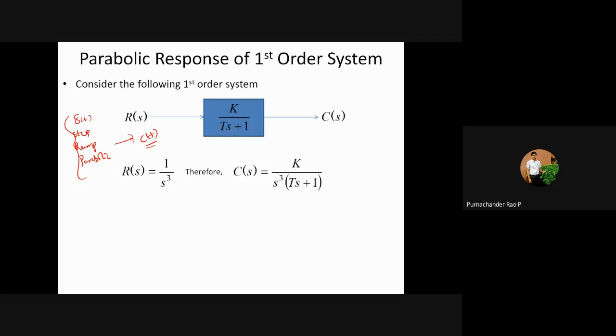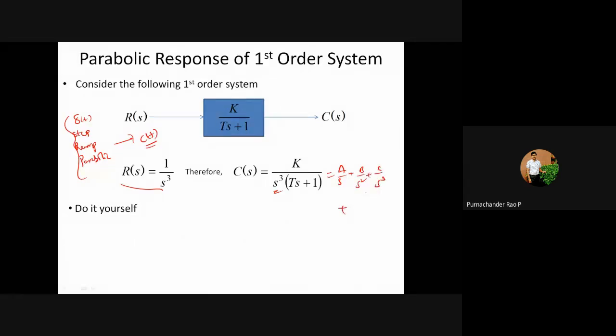So here we need to take up r of s is equal to 1 by s cube, then c of s is equal to k by s cube into ts plus 1. Then this is again a by s plus b by s square plus c by s cube plus d divided by ts plus 1. So this is a partial fractions approach. Then we need to find all the values of a, b, c, d. Then you need to find the response.